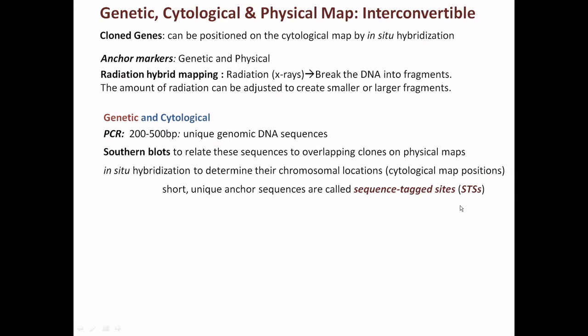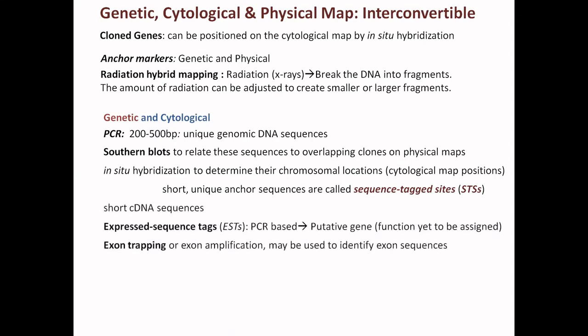Then in situ hybridization is used to determine the chromosomal locations in the cytological map positions. And there the sequence tagged sites are short, unique molecular markers or anchor sequences, a type of landmark as in a geographical map, so that we know RFLP, we know the STS, we know the EST, and around that area we can identify or locate the place of the genes or the place of the sequence of the DNA.